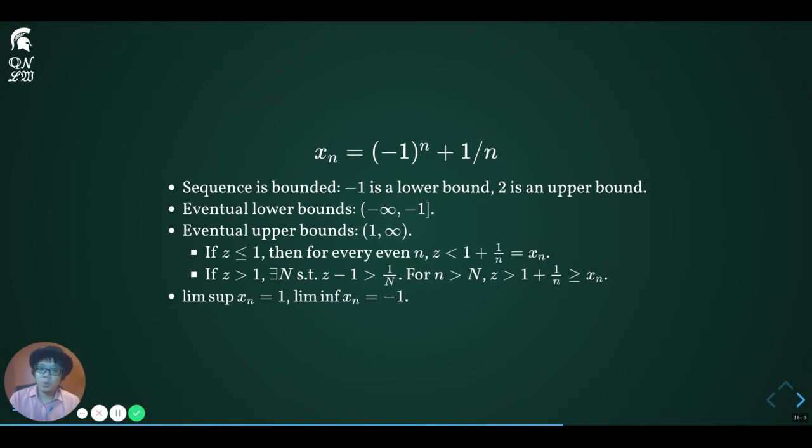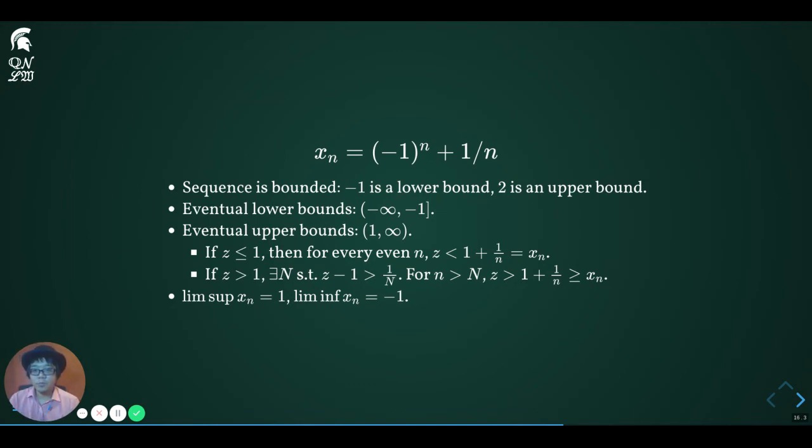The set of eventual lower bounds for the sequence is every number less than or equal to minus 1. I leave this for you to verify as an exercise. You should try to follow the argument given earlier for the sequence 1 over n. The set of eventual upper bounds for the sequence is every number strictly greater than plus 1. I summarize the proof here.